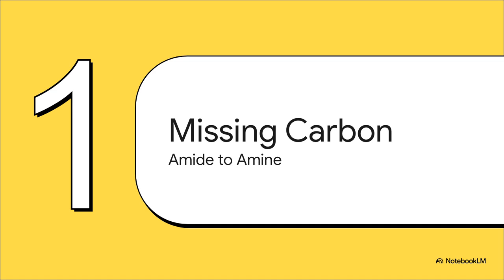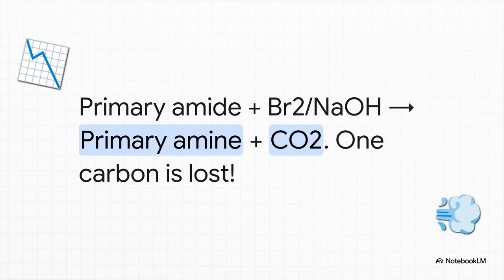All right, Section 1. The missing carbon transformation, from amide to amine. At a really high level, the Hofmann rearrangement takes a primary amide, treats it with diatomic bromine and a strong aqueous base, usually something like sodium hydroxide, and yields a primary amine. But here is the crazy part. That primary amine is specifically 1 carbon shorter than your starting material. That missing carbon is ultimately kicked out as carbon dioxide gas. So you aren't just swapping functional groups here, you are actively shrinking the entire carbon skeleton.